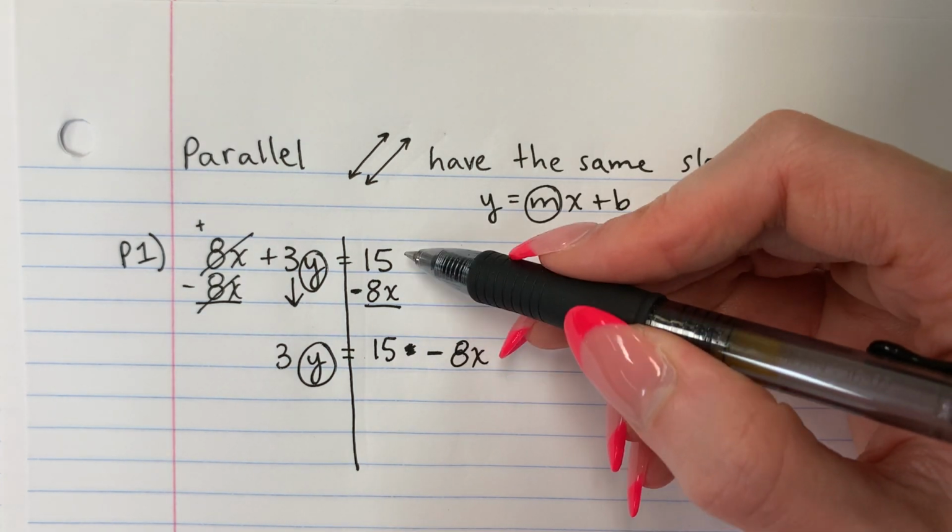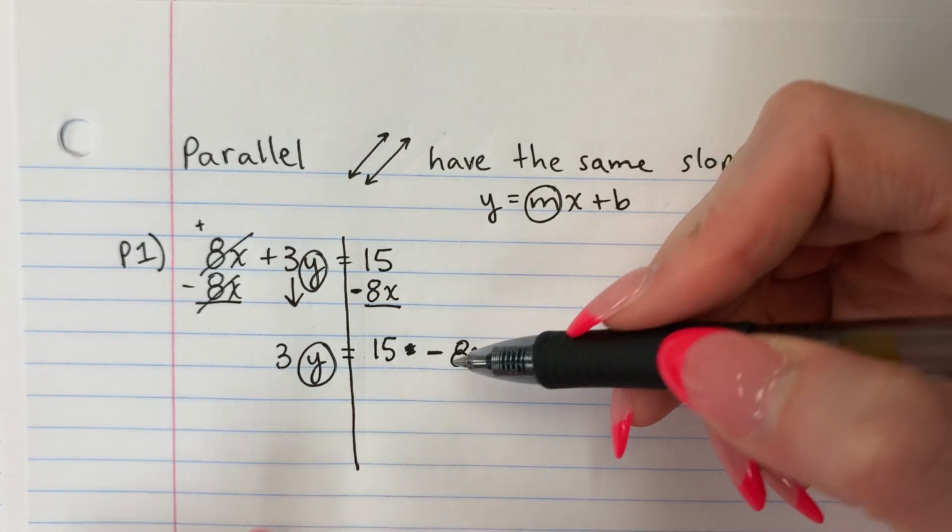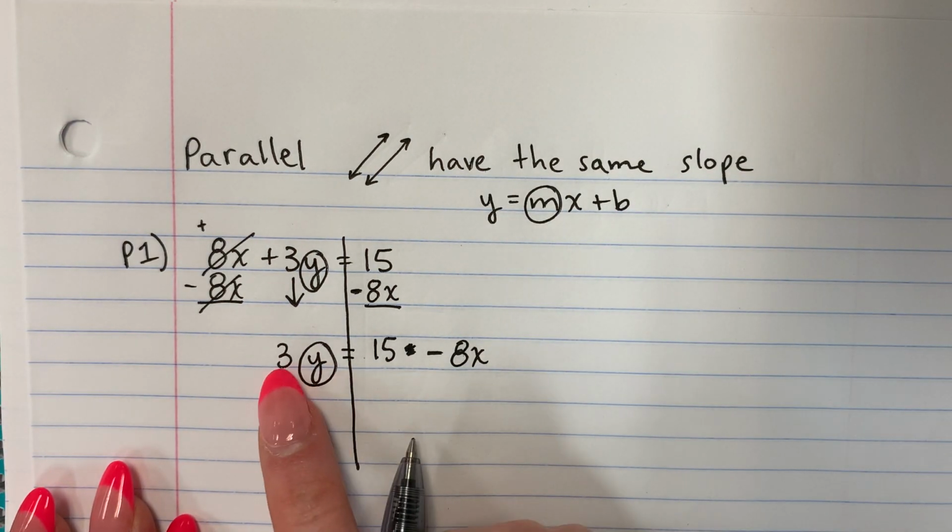Here there is x, here there is no x. They are different, so copy. Here I have 3 touching y.